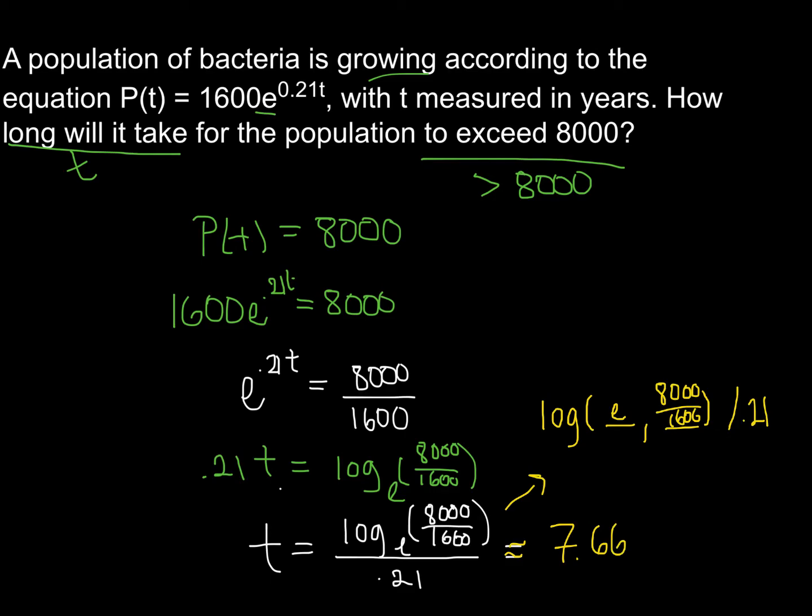So coming back to my answer here, t is the number of years it will take for my population to equal 8,000. I want to know when it will exceed 8,000, and I know it's growing. So once the population of bacteria has been around for longer than 7.66 years, it will exceed 8,000. So make sure you have your answer written down. All right, now we have a couple more. I'm not going to go as in-depth, but we'll talk briefly about each one.